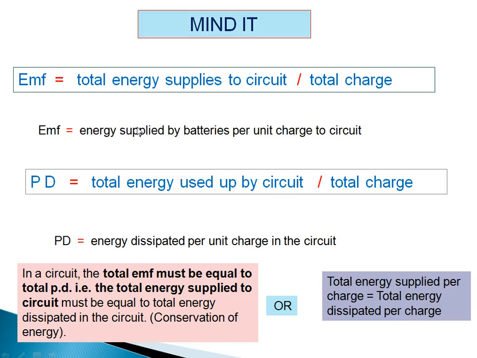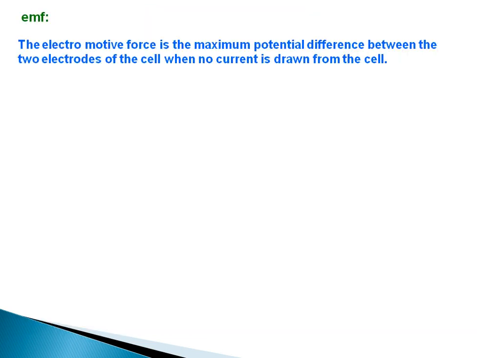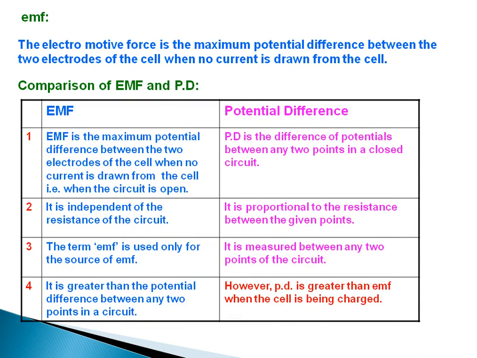These two things again I am telling you. EMF is the total energy supplied to the circuit divided by total charge, and potential difference is the total energy used by the circuit divided by total charge. All of you just read the definition, and now I am telling you some differences. So please pause the video and read yourself.